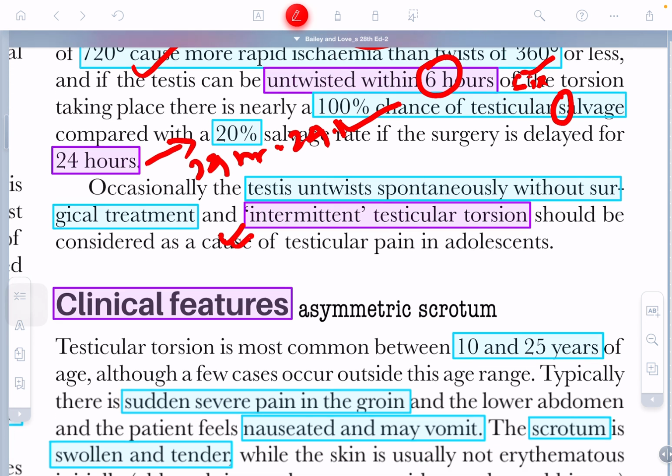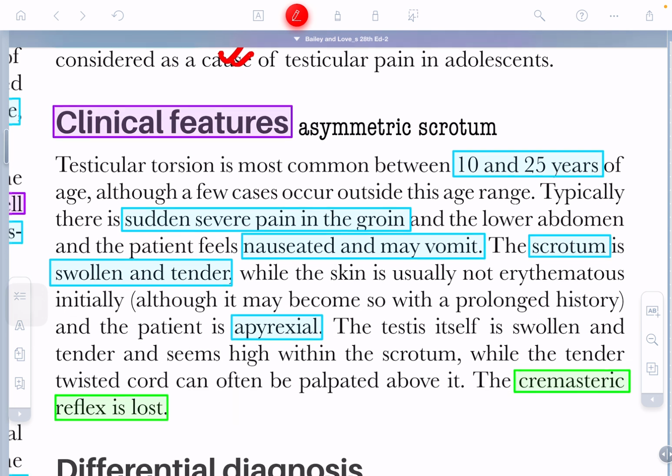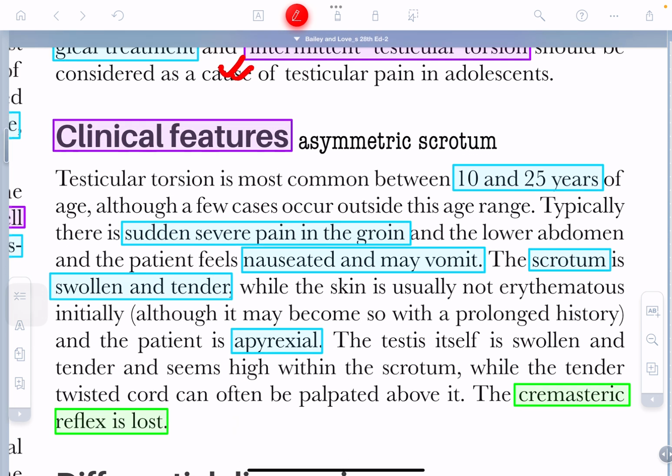May ask somewhere. So, regarding clinical features, the age group is 10 to 25 years, and the peak incidence is 14 years. If a patient comes with the complaint of sudden severe pain in the groin, generally unilateral, and the patient feels nauseated and may vomit, on examination you will see the scrotum is swollen, tender, asymmetric, and the testis is high riding in position.